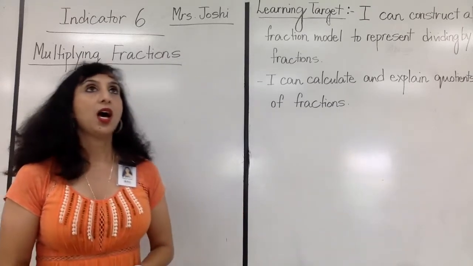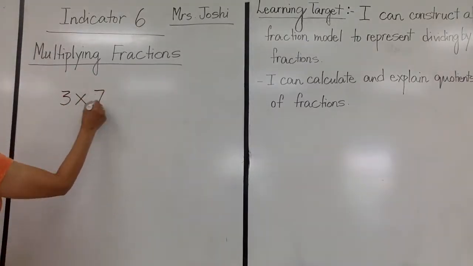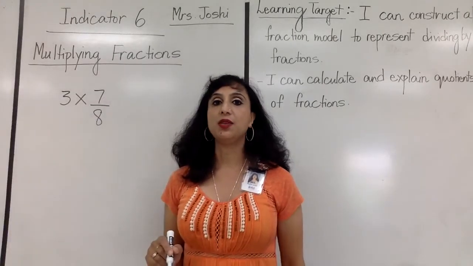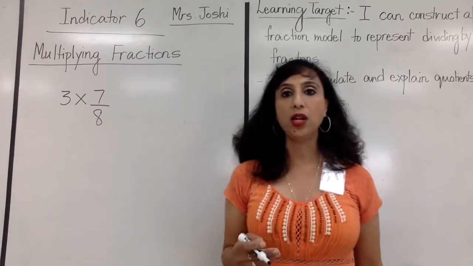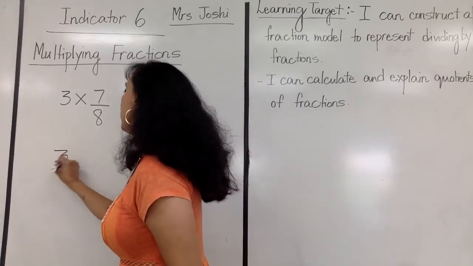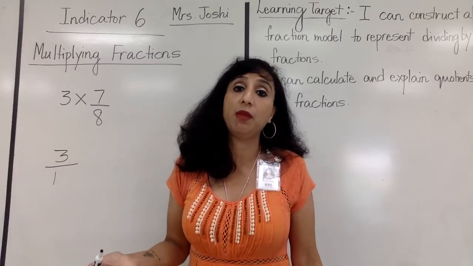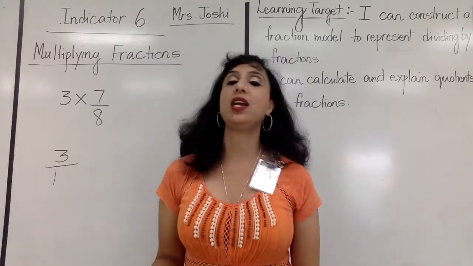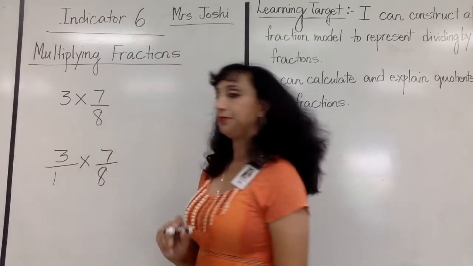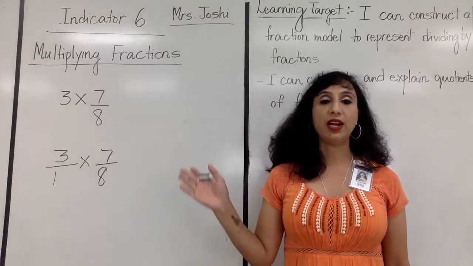Okay, so if I say 3 times 7/8, what I need to do is I can convert that whole number into a fraction format. And in order for me to do that, all I do is 3 divided by 1, or 3 over 1, which is the same thing because 3 divided by 1 is 3. So I just wrote it in the fraction format, times 7/8. So 3 times 7/8, I write it out like this.